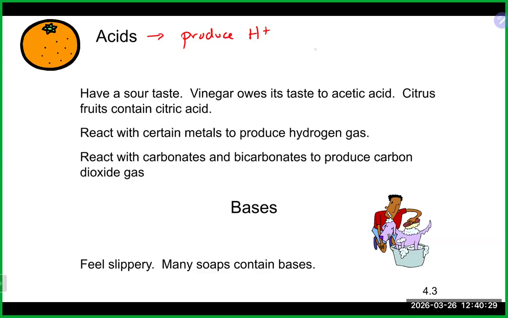One of the things that you should understand in acid-base chemistry is that H plus, which is the hydrogen ion, and H3O plus, which is the hydronium ion, a polyatomic ion, are essentially the same thing.